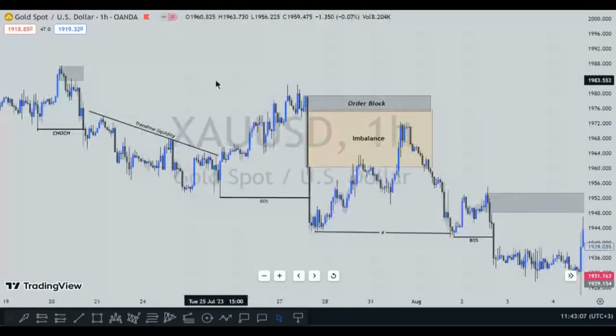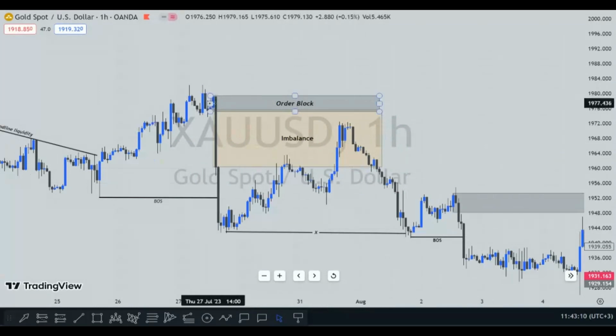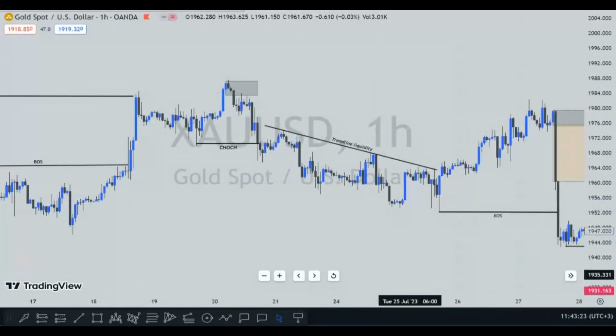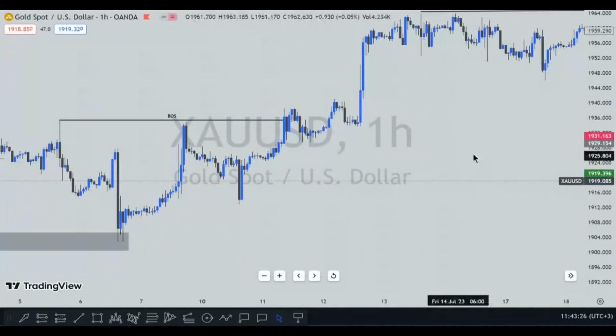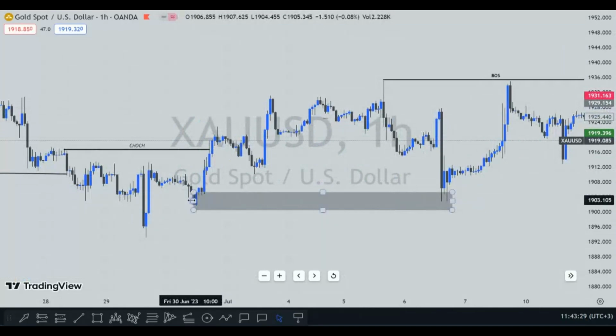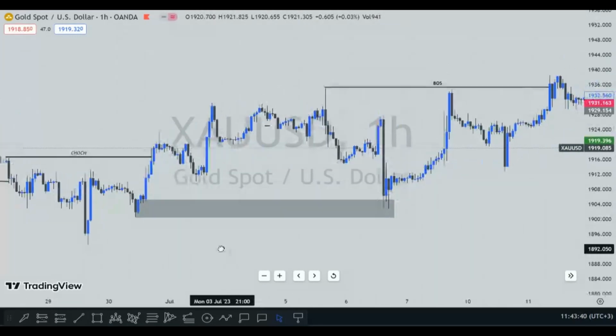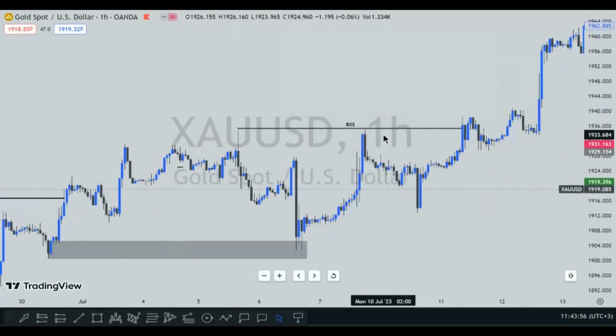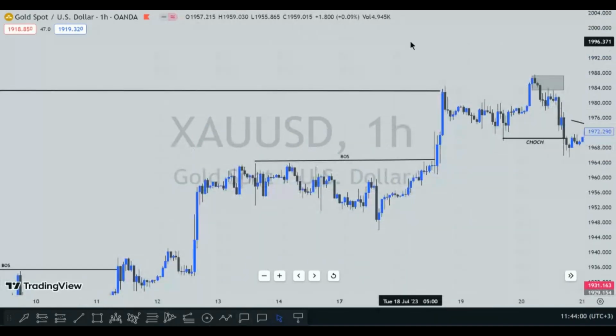Let me show you another example. Another example of a bearish order block is this last bullish candle before this drastic downward movement. Then let me show you a bullish order block. An example of a bullish order block is this one here, the last bearish candle before the move to the upside. Usually the big institutions place their buy bids on these bullish order blocks. As you can see, price can mitigate this order block and then move upwards.